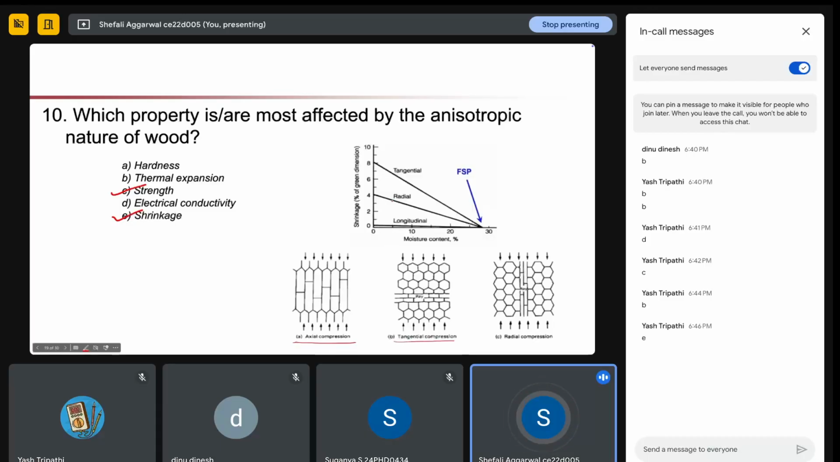Okay, so this is the diagram for shrinkage. We have seen that in the tangential direction the shrinkage is maximum and longitudinal it is minimum. Same way for the strength, we talked about how in the axial direction it will be higher strength as compared to radial and tangential.